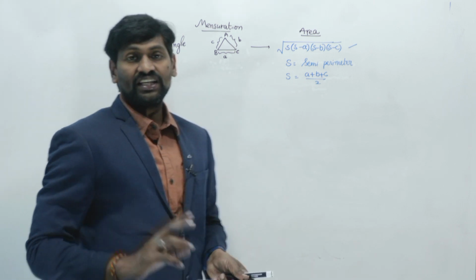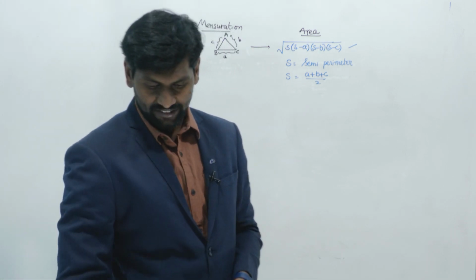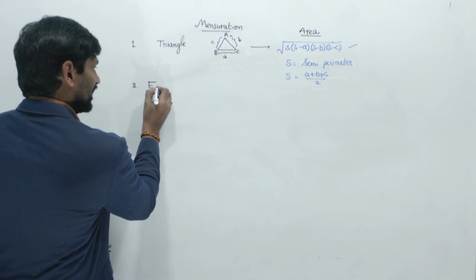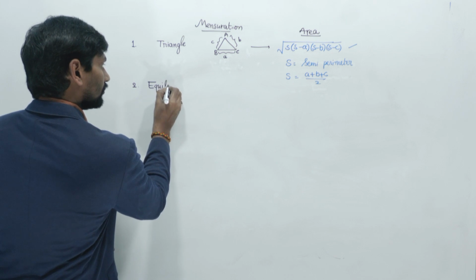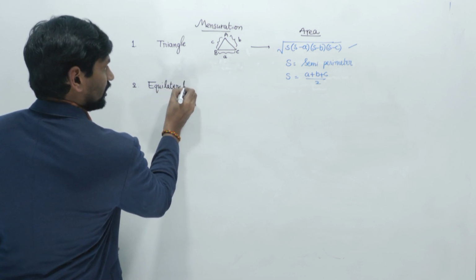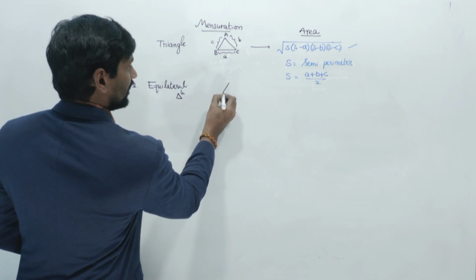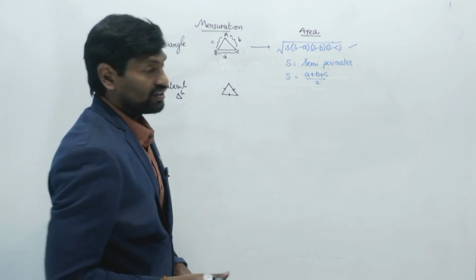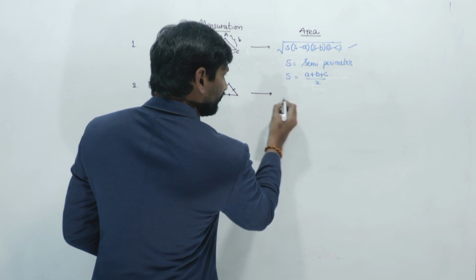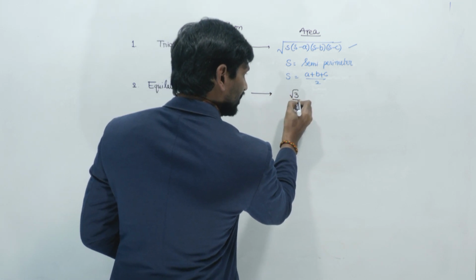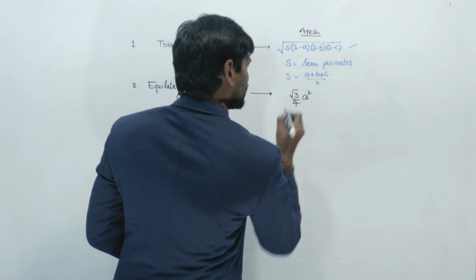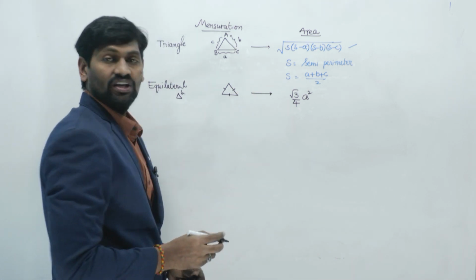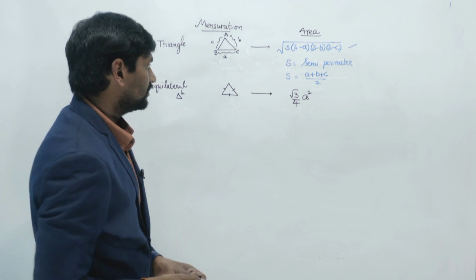Let us check the different types of triangles having different formulas. Let us take the equilateral triangle. Equilateral triangle means what? All sides are equal. Here the formula for area of a triangle is root 3 by 4 a square.